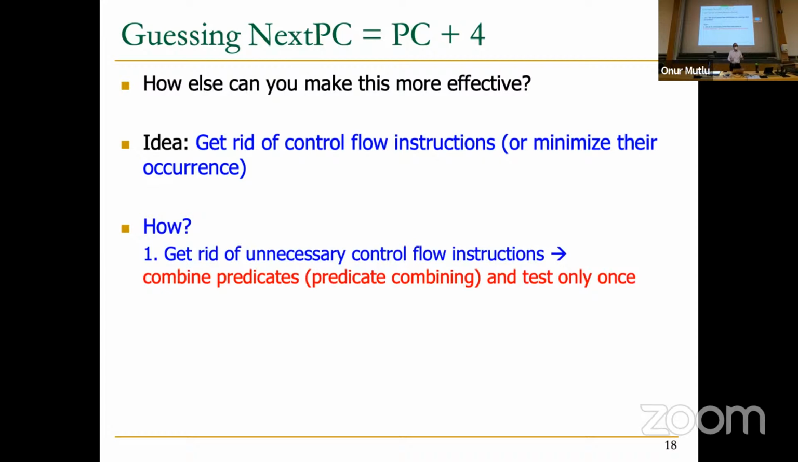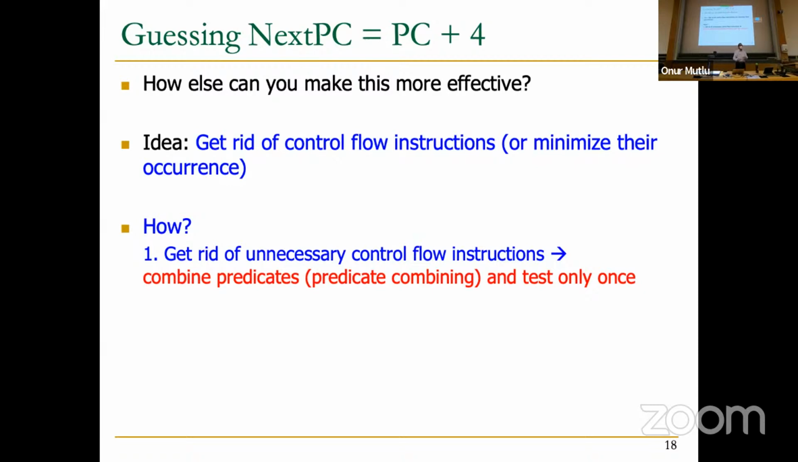So you can get rid of unnecessary control flow instructions by combining predicates. It's called predicate combining and testing only once. For example, if you're testing 10 different conditions to execute one piece of code, that may lead to 10 different branches, right? You're testing, for example, if A equals 4, branch or continue. If B equals 5, branch or continue. And then if C equals 10, branch or continue. If N is greater than 5, branch or continue.